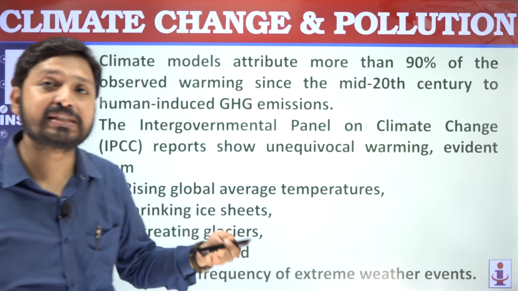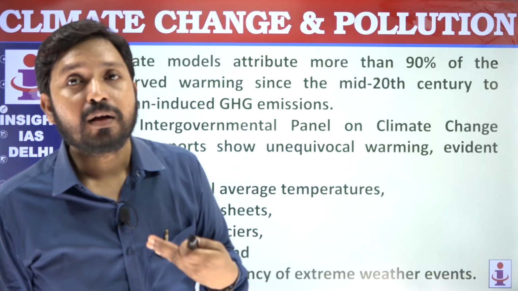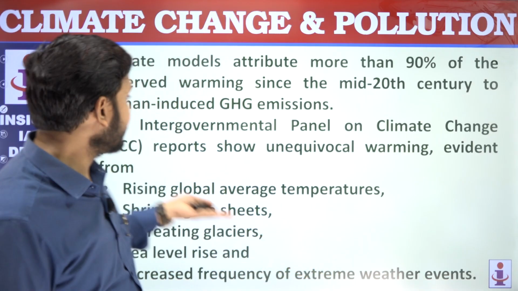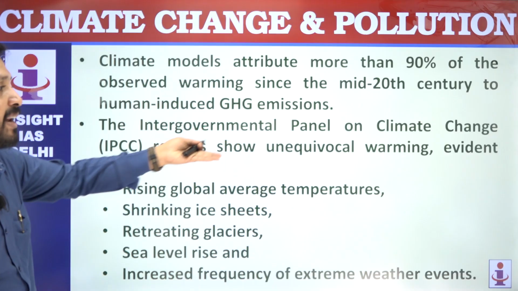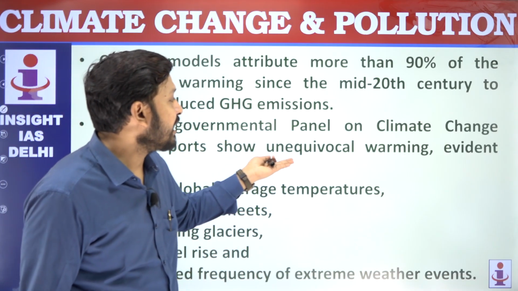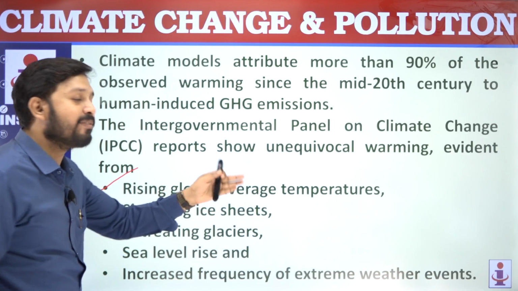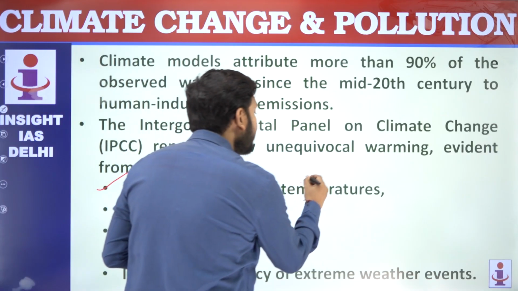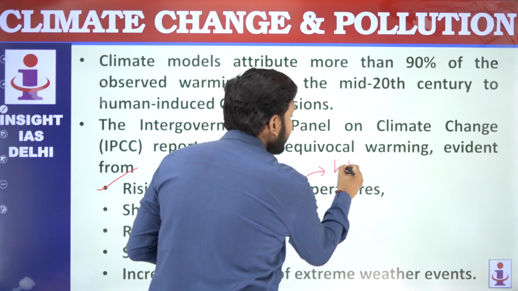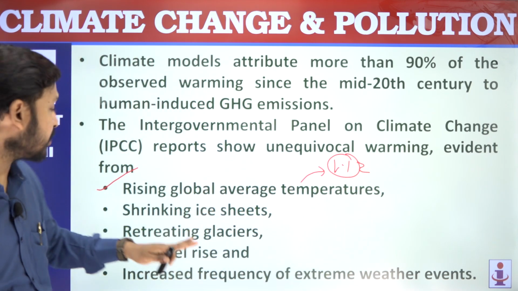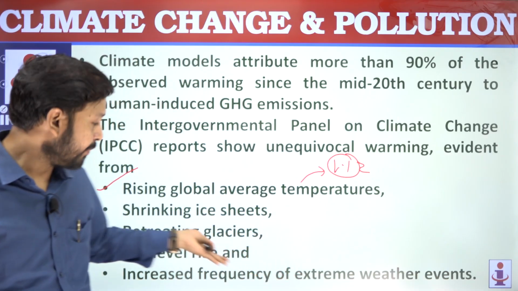Apart from that, even the IPCC, which releases reports, has also told that climate change is already occurring, and those events because of climate change are evidently seen. For example, the Intergovernmental Panel on Climate Change reports show unequivocal warming evident from rising global average temperature. According to the IPCC, from the pre-industrial level, there is an increase of 1.1 degree centigrade of temperature. And also, because of the increase in temperature, what is happening?